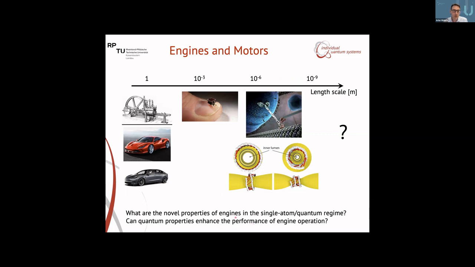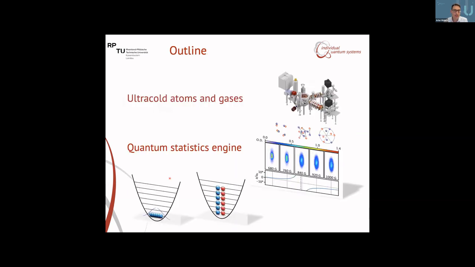And what I would like to present today is first, since I don't know if you're all familiar with ultra-cold atoms and gases, I will give a very brief introduction to what these objects are and why I experimentally like them so much. And then how we can use quantum statistics to drive an engine cycle and, well, maybe transform some kind of energy into mechanical work at some point.